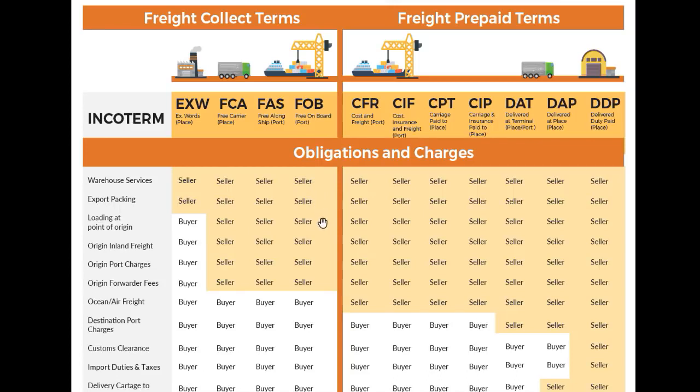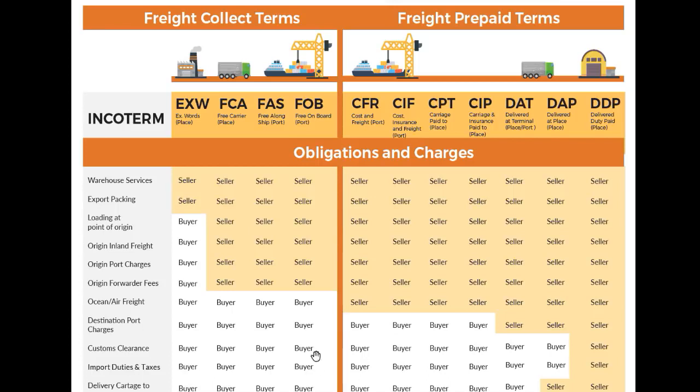So the seller will cover all loading charges, inland freight charges to the port, origin port handling charges, export customs clearance, and origin forwarder fees. As soon as the goods are loaded on board the vessel, all further associated costs and risks are transferred onto the buyer. The buyer will pay for the sea freight and all charges thereafter.